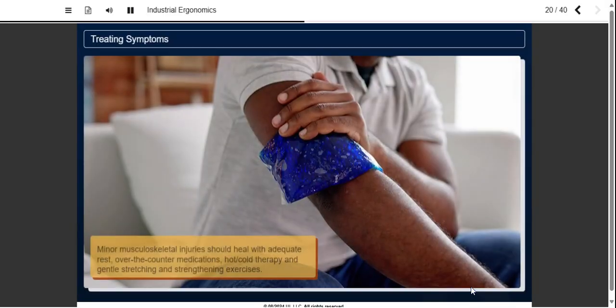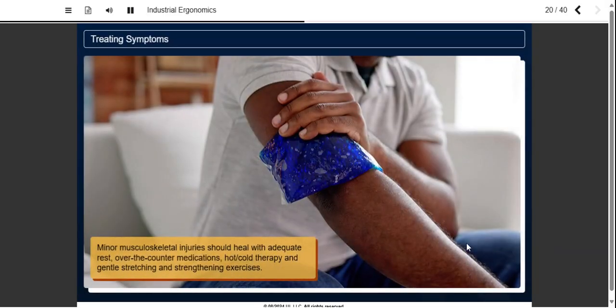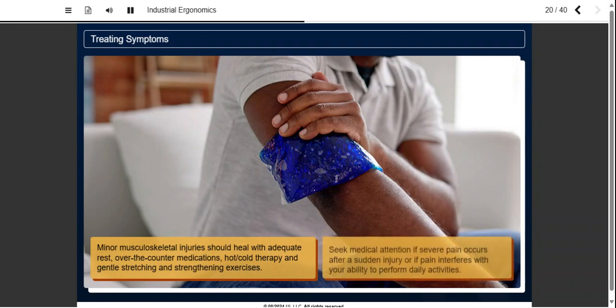Minor musculoskeletal injuries should heal with adequate rest. To treat pain, swelling, and inflammation, you may be able to use over-the-counter medications, hot or cold therapies, and gentle stretching and strengthening exercises. Seek immediate medical attention if you feel severe pain after a sudden injury. You should also seek medical help if pain or other symptoms interfere with your ability to function and perform daily activities.